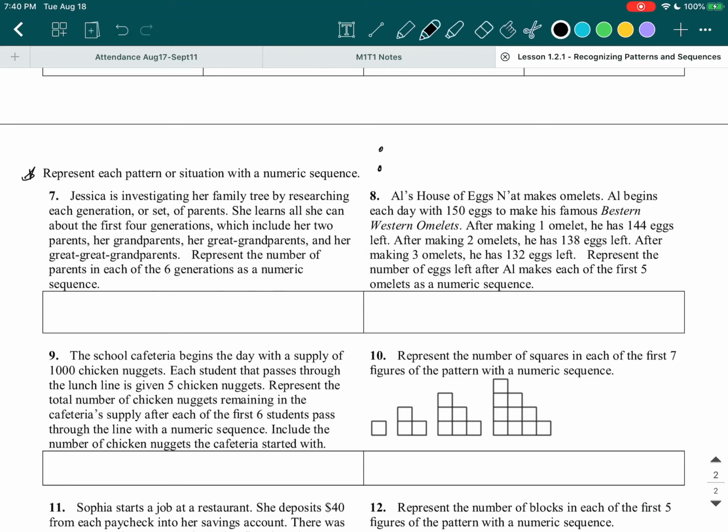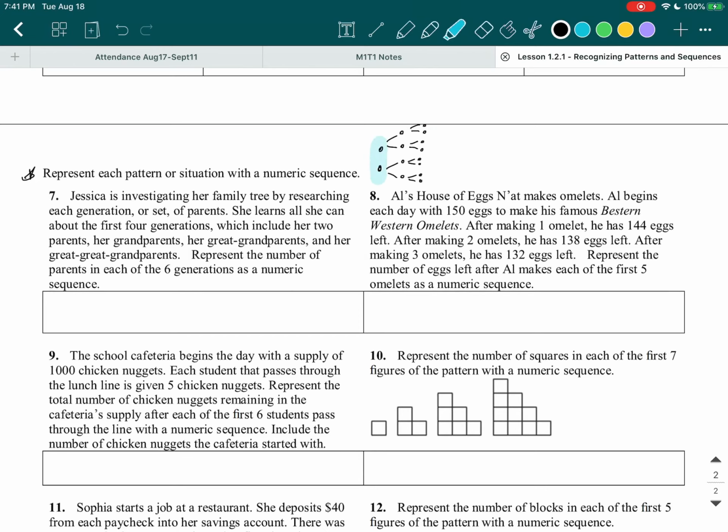Jessica has 2 parents, okay? That's her mom and her dad, I guess. And then each of those 2 come from a mom and a dad also. And then each of those people also come from a mom and a dad. Okay, so I've just listed out 3 generations.